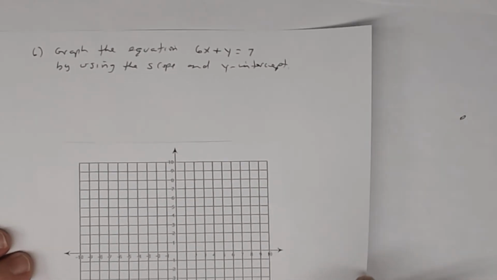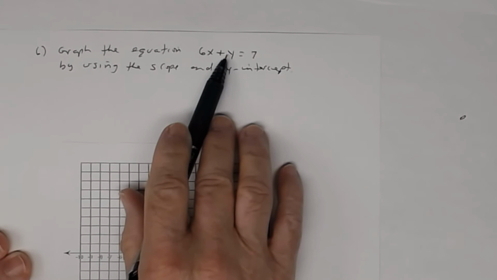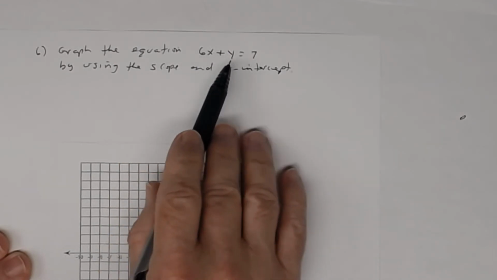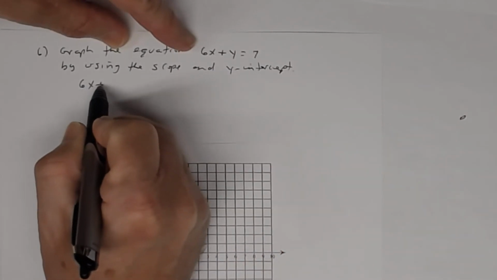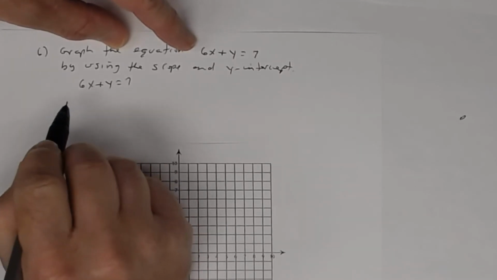All right, now number 6, here's what we have for number 6. So you're still given an equation, but this time y is not by itself. But you learned in a previous lesson how to do that. So let's go ahead and get y by itself. So I'm going to go ahead and rewrite this here. 6x plus y equals 7. So I need to get this in slope-intercept form. So I've got to get y by itself.